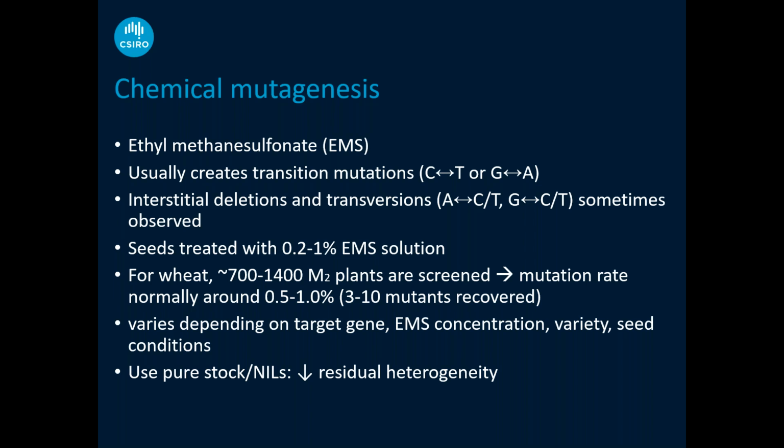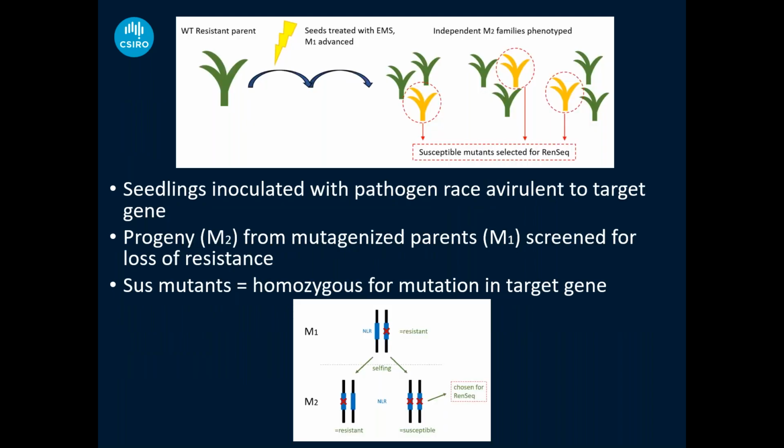It is important to use a pure stock or near-isogenic lines to reduce residual heterogeneity, because you don't want that confounding downstream analysis. So the wild type resistant seeds are treated with EMS, and they advance to the M2 generation and are screened with a pathogen race avirulent to the target gene. And so you're looking for loss of resistance, or susceptibility.